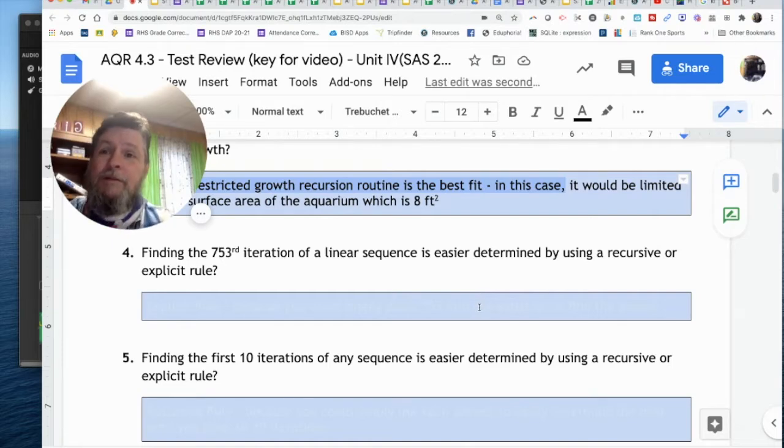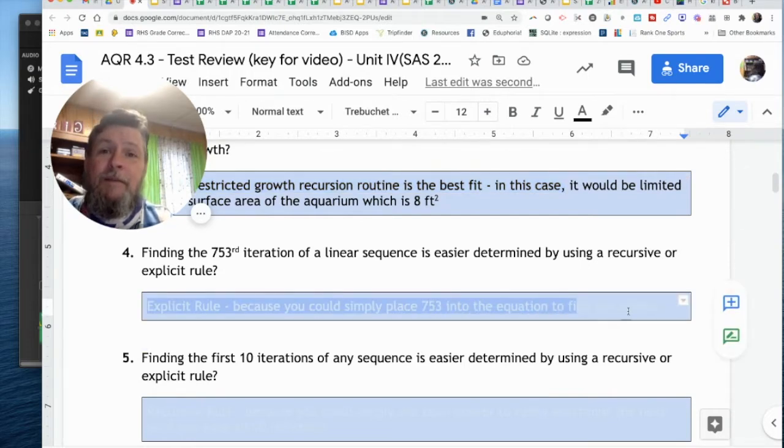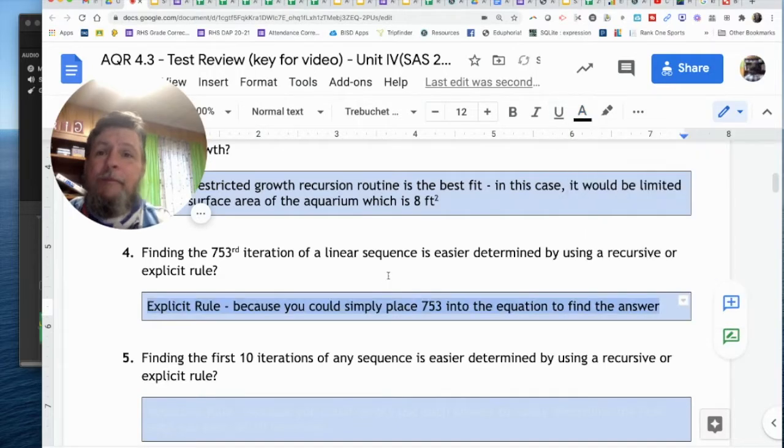Why don't we just put 753 in the equation to find the answer? Well, there you go. The explicit rule does that. You can simply place 753 into the equation to find the answer. All right? So that's our best answer for that.